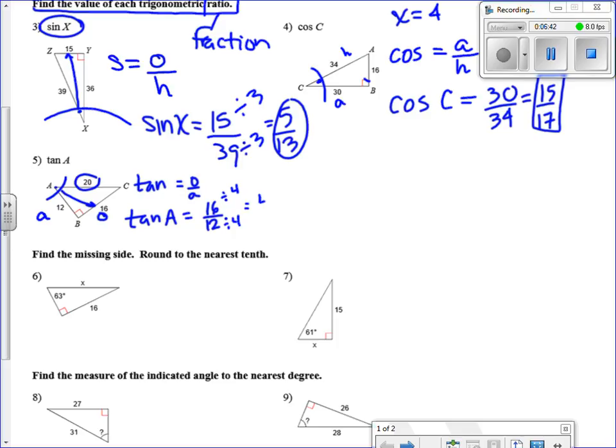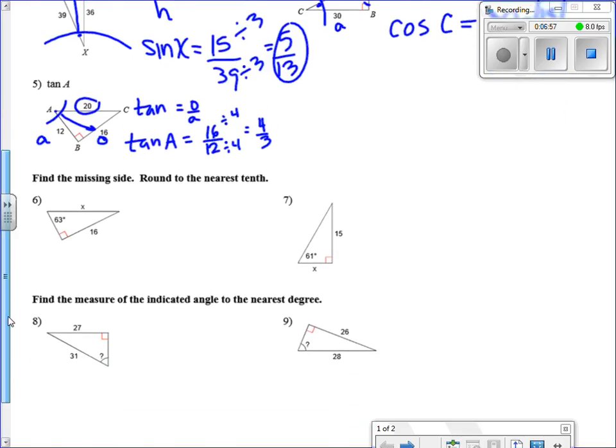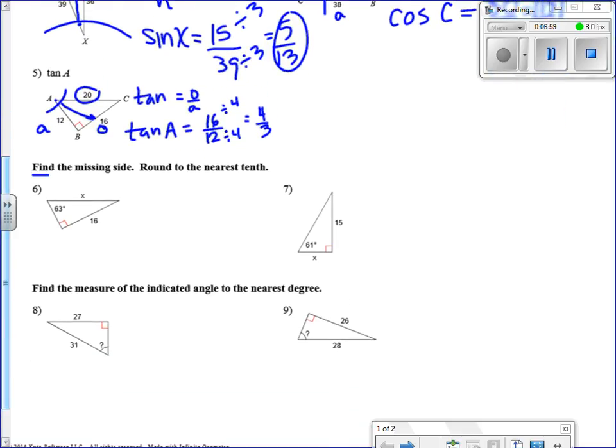So that leaves me with 4 over 3. And your tangents will often be improper fractions. Your sines and cosines will never be an improper fraction, but your tangent can easily be an improper fraction, depending on the triangle. Number 6, it says, find the missing side.